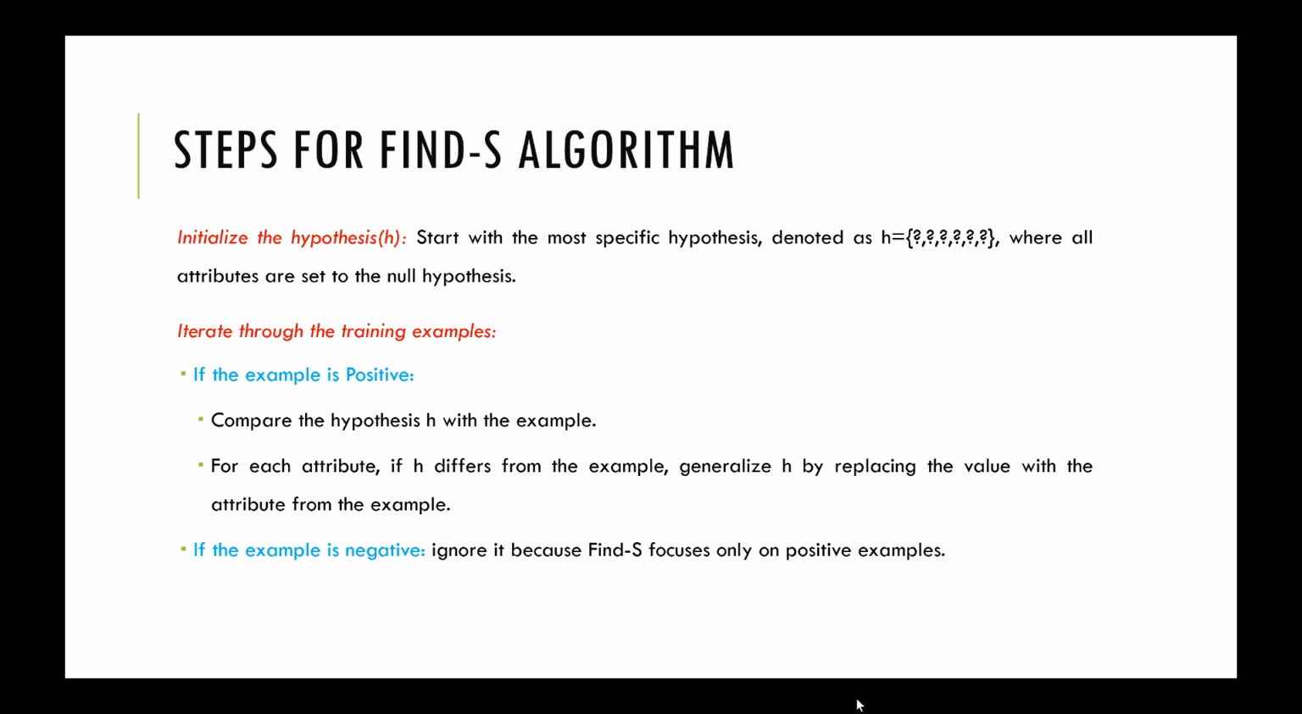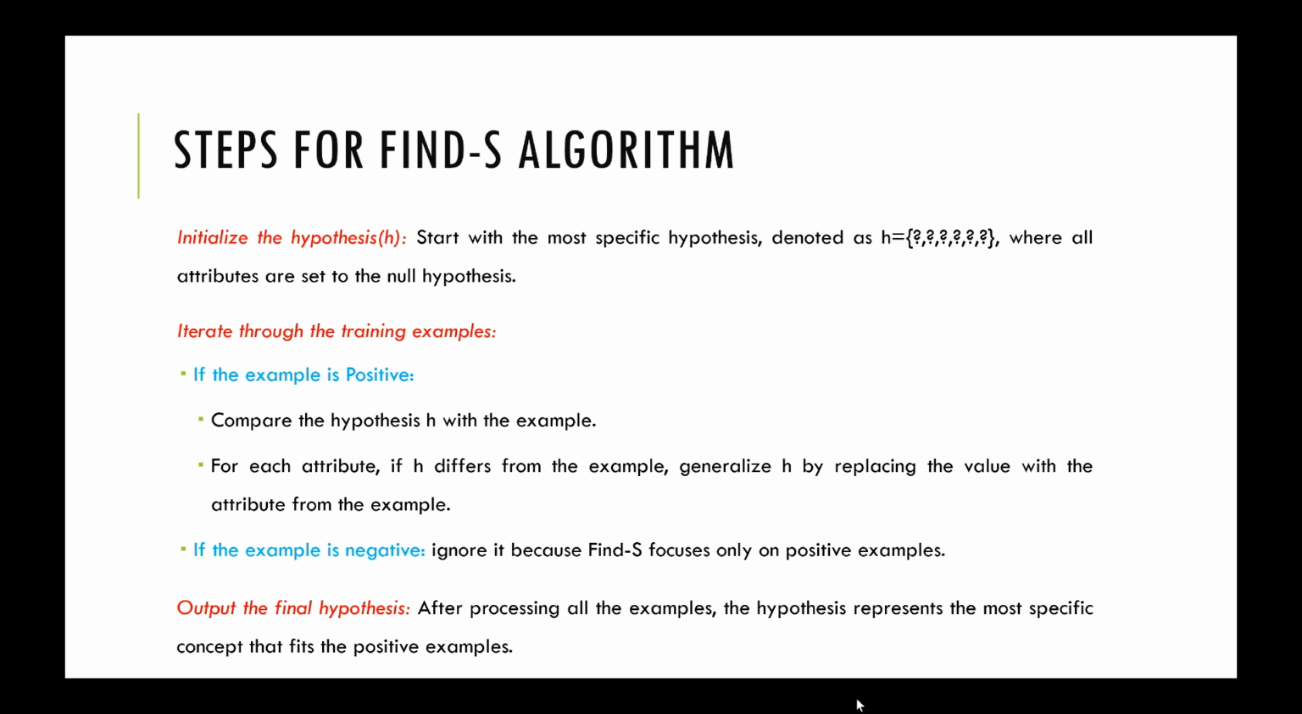If the example is negative, ignore it, because Find-S focuses only on the positive examples or records, so we are not touching negative examples. Finally, the output is the final hypothesis after processing all the records. The hypothesis represents the most specific concept that fits the positive examples. Wherever the records differ, at that place we get the question mark.